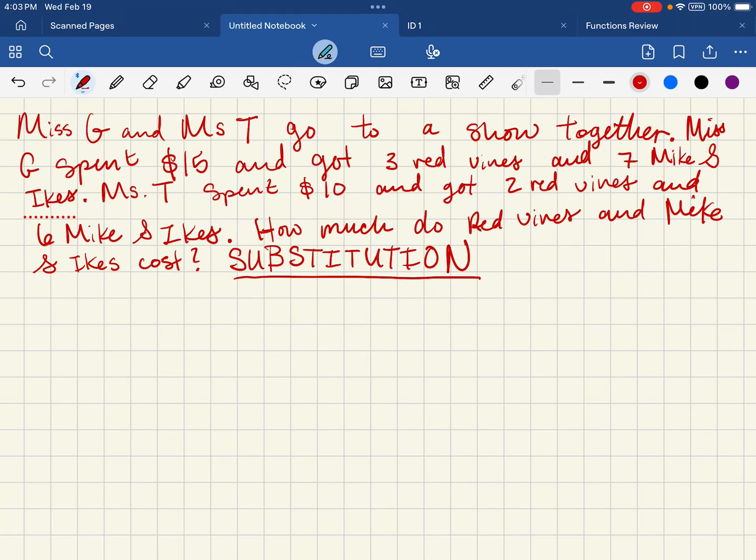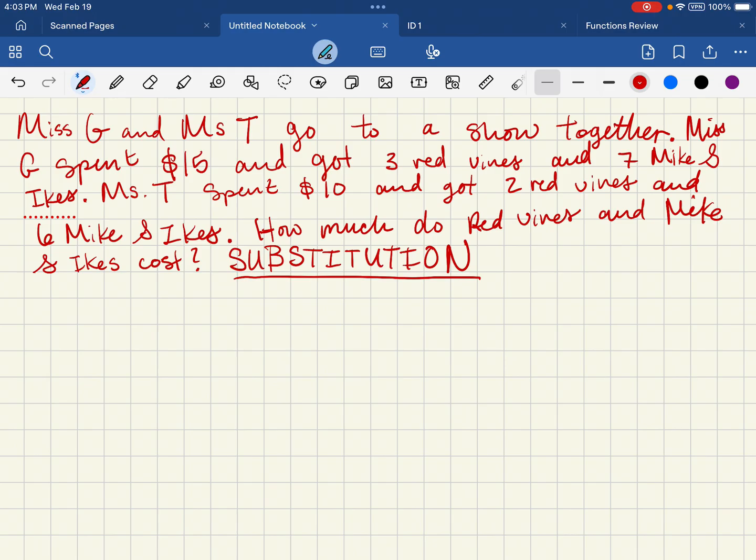Everyone. All right, let's solve one of these tricky substitution problems together. The story problem says Miss Gunther and Miss Thompson go to a show together. Miss Gunther spent $15 and got 3 red vines and 7 Mike and Ikes. Miss Thompson spent $10 and got 2 red vines and 6 Mike and Ikes. How much do red vines cost and how much do Mike and Ikes cost?